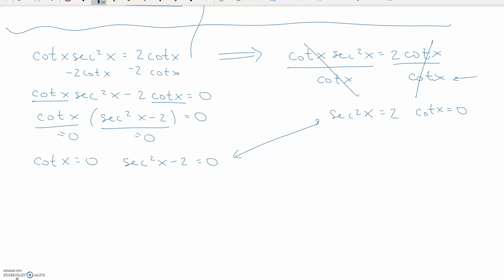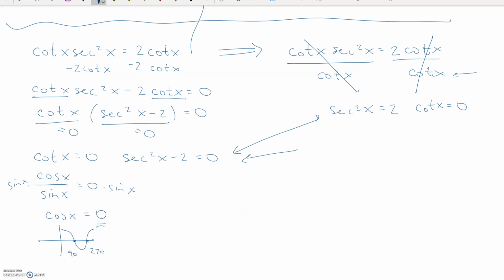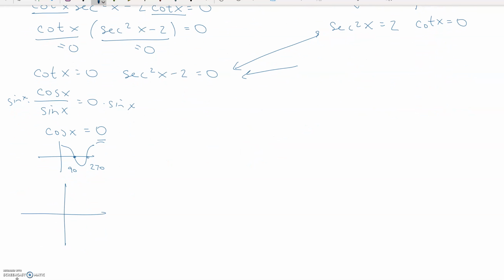So continuing to solve, since it's essentially the same problem, I'm going to solve this guy over here that I started with before. Cotangent x equals 0. I'm going to turn everything into sine and cosine. So I have cosine x over sine x equals 0. I'm going to multiply by sine x, multiply by sine x. I get cosine x equals 0. I'm thinking about quadrantal angles now. So I have x equals 90 and 270. Looking at those on a graph, I've got 90 and I've got 270. And I'm going to hold on to that for just a second.